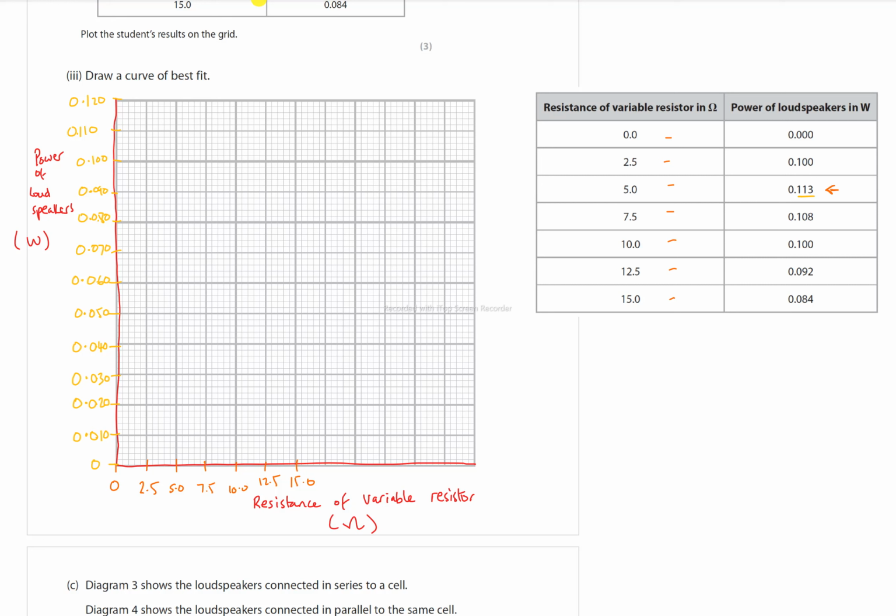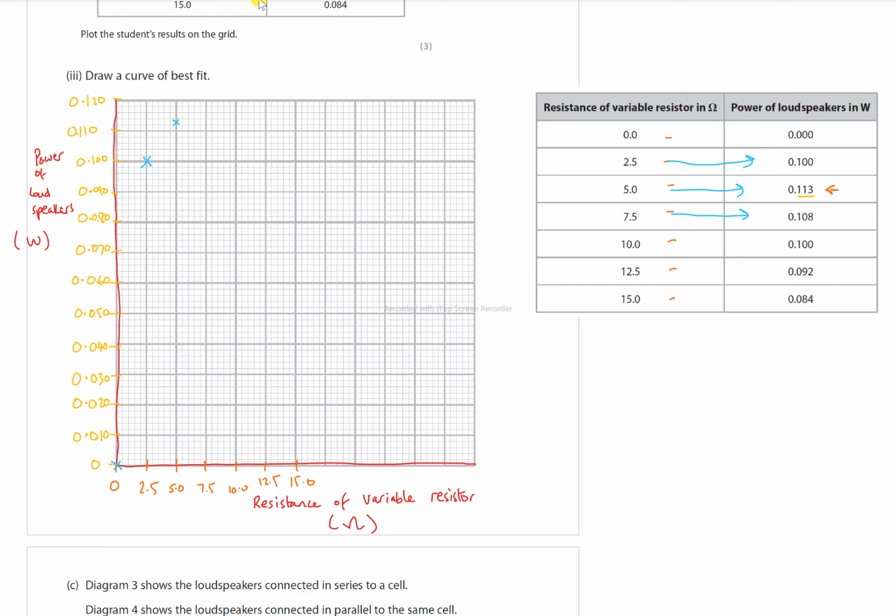So let's get a different color. What color would stand out? Blue. Right, we know 0, 0 is there. At 2.5, I'm doing 100. At 5, I'm doing 113. It's about there.